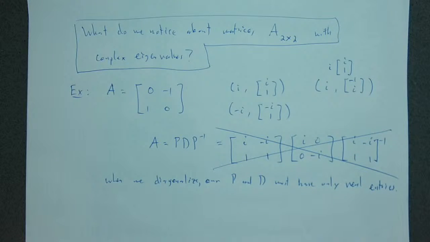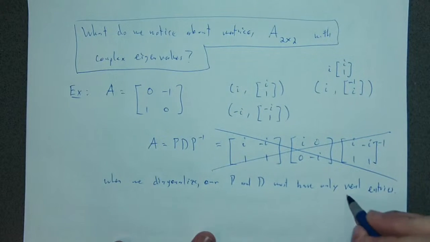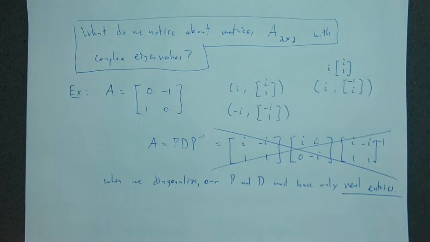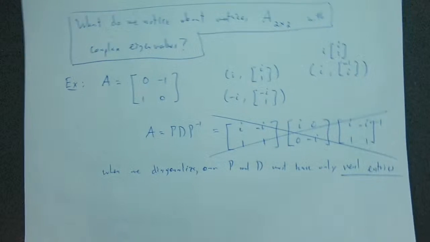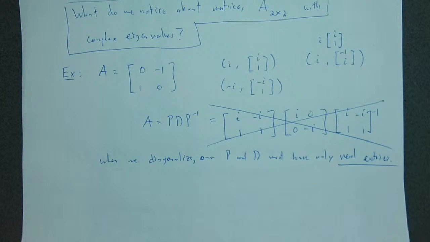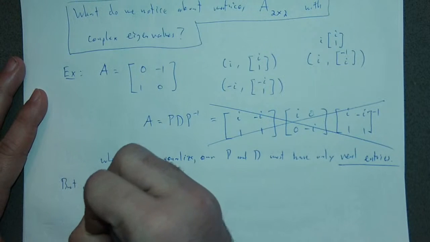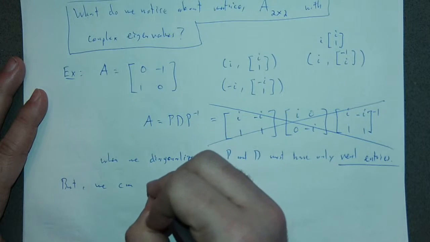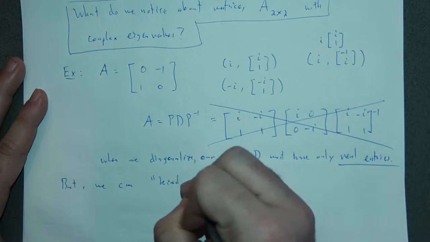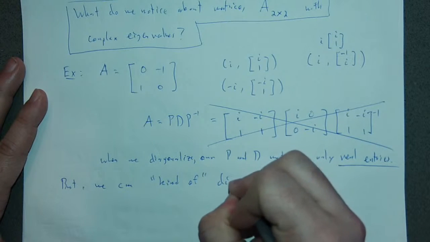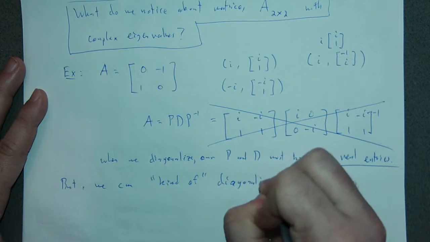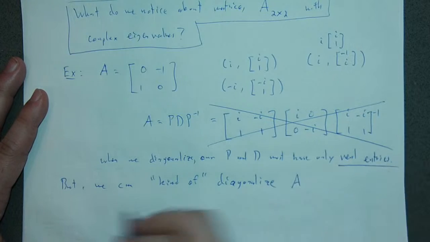But for us, when we say diagonalization, we're only talking about over the reals. So I'm not even going to make that distinction. For us, P and D have to have only real entries, just like every other matrix and vector we ever deal with in this course has only real entries. So I don't want to go down that rabbit hole too much. But the point is that I can't diagonalize this, okay? But we can get close. So we can kind of diagonalize A.